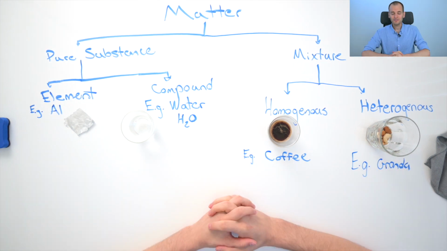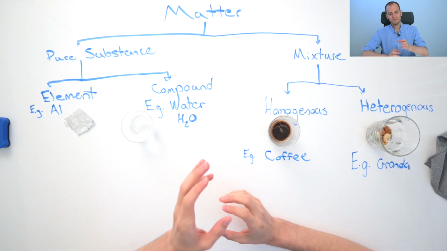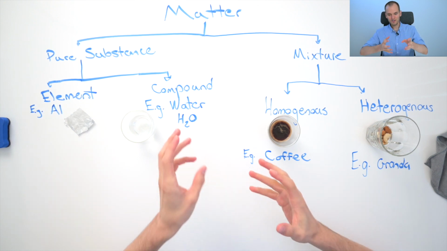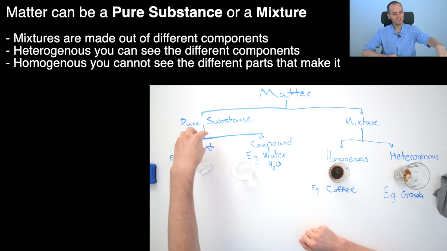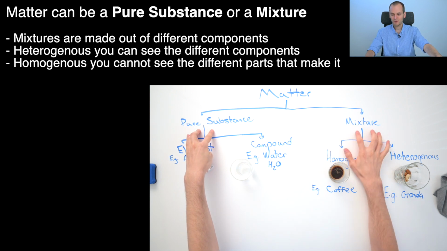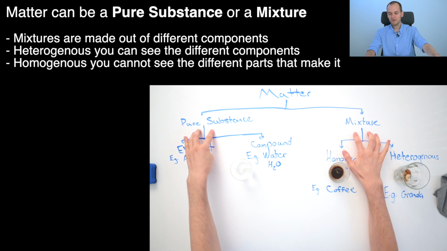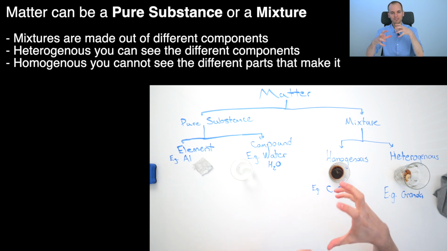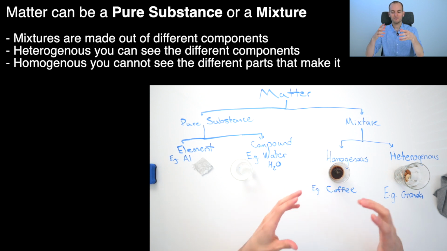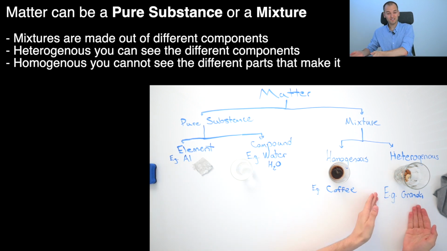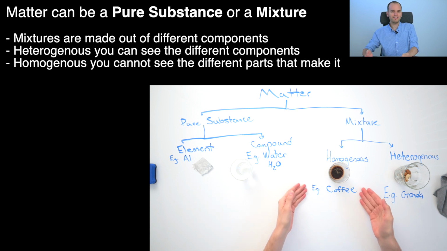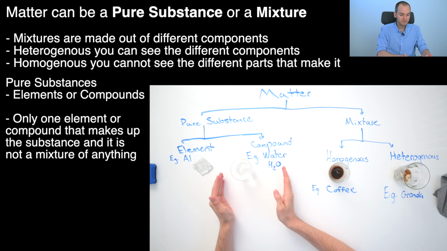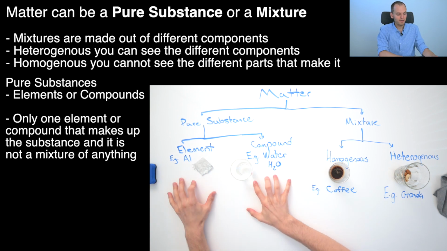All right, so for the summary of classifying matter, everything that you know of is made out of matter. Matter can be classified as a pure substance or a mixture. Mixtures are multiple different components that you can either see the different parts of, or it's all one state and you can't see the different parts. Pure substances can be made out of compounds or elements.